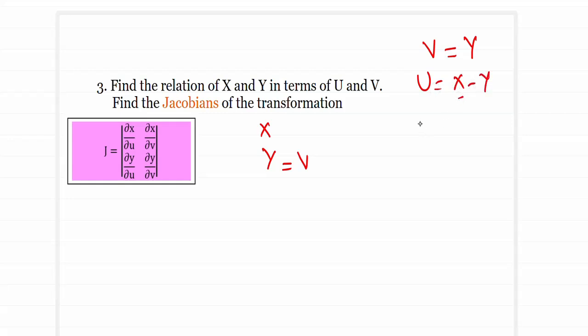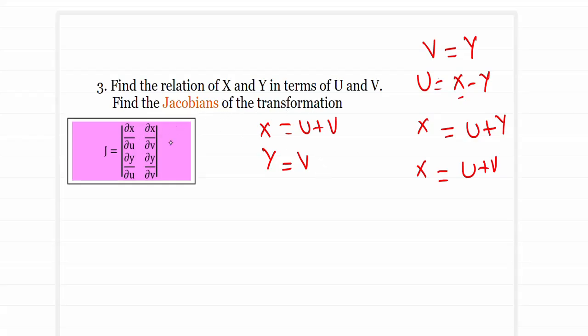I want x, so bring y to the opposite side. x can be rewritten as u plus y. What do you know about y? y can be replaced as v. So x now becomes u plus v. So I now have the values of x and y in terms of u and v. The next thing is to form the Jacobian of the transformation.